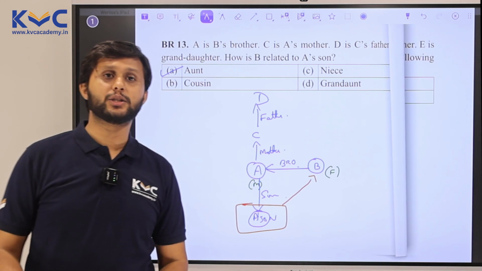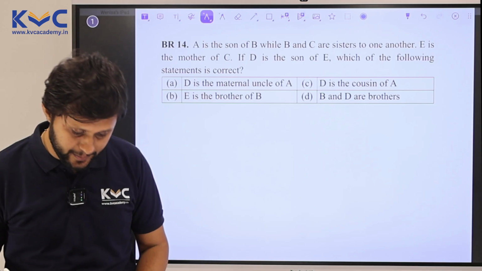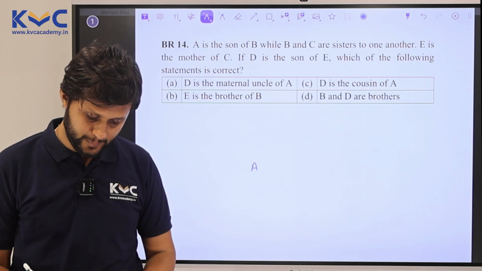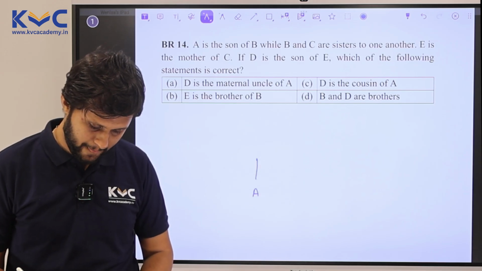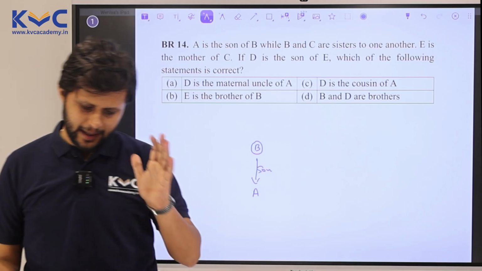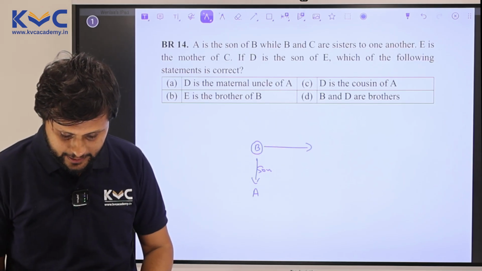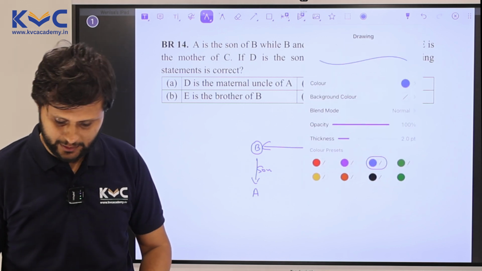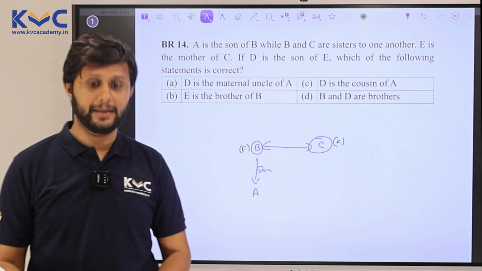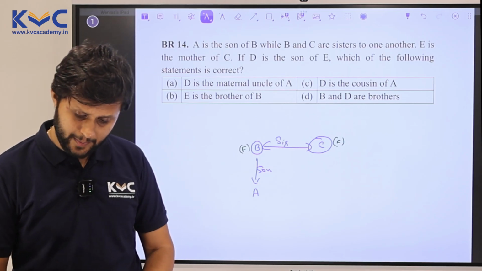Moving on to the next question, question number 14. A is the son of B. Here we'll write son. While B and C are sisters to one another. B and C both are sisters. For a specific reason they must have given this. I'll just identify that gender, female, female. They're sisters to each other, right? Okay, so we are done up till here.